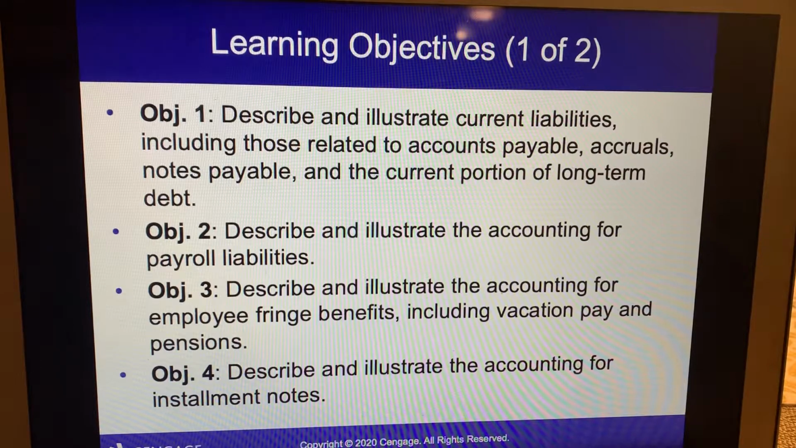Describe and illustrate current liabilities, including those related to accounts payable, accruals, notes payable, and current portion of long-term debt. Describe and illustrate the accounting for payroll liabilities. Describe and illustrate the accounting for employee fringe benefits, including vacation pay and pensions. Describe and illustrate the accounting for installment notes.